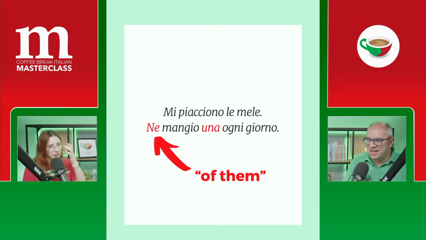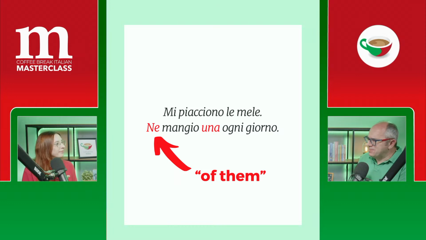Una, exactly, because we use ne when we talk about quantities. So every time we use ne, this means that after we need to have a quantity, a sort of reference of how much or how many in this case. So mi piacciono le mele, ne mangio una ogni giorno. I eat one of them. Exactly. So ne is standing for of them, and then we've got to get that quantity in. Ne mangio una ogni giorno. So I like apples. I eat one of them every day.